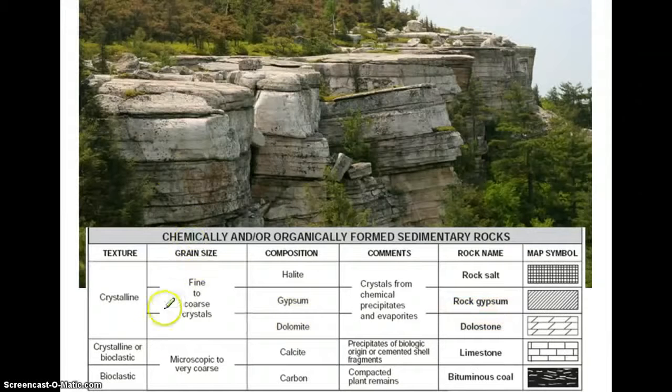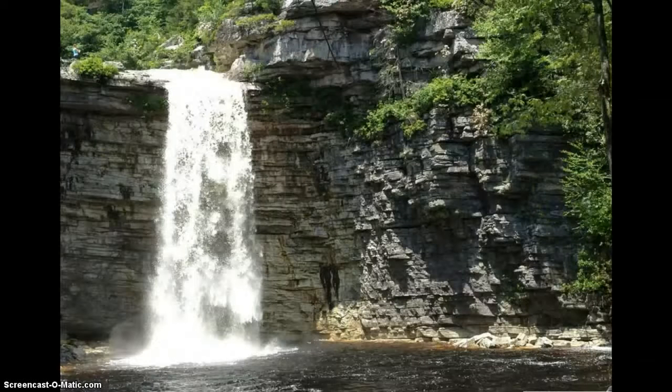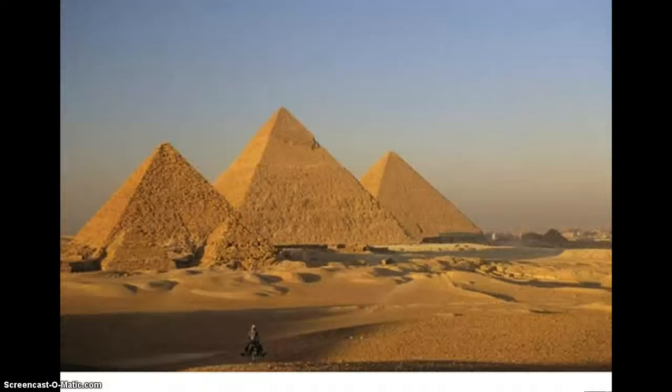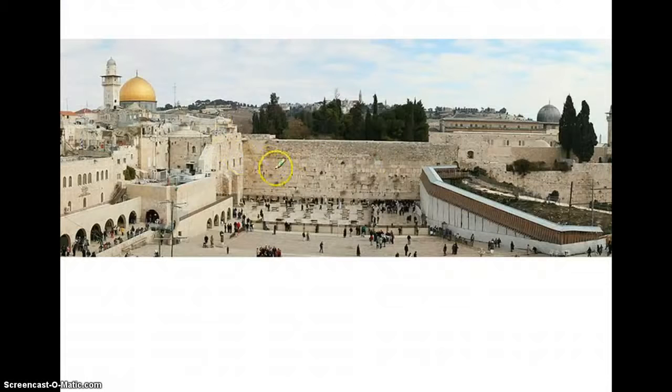Now the final crystalline rock on your chart is actually listed in this category that can have two textures, and that is limestone. The limestone cliffs that you're seeing here were formed by precipitation. So basically enough limestone was in the water that it clumped together and it fell to the bottom and it was deposited there. These rocks are also limestone. The pyramids in Egypt are made out of limestone, as are many of the rocks in Jerusalem. This is the Western Wall. It's made of limestone.